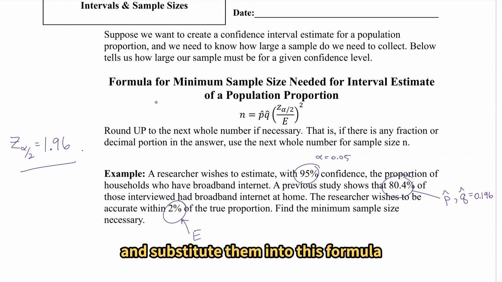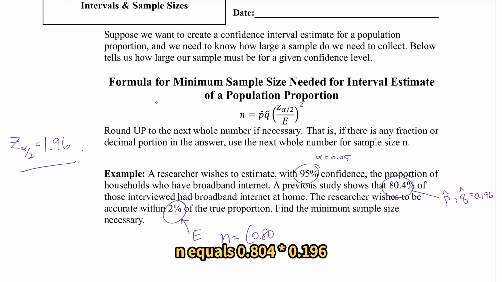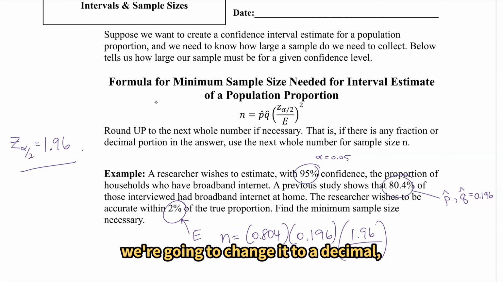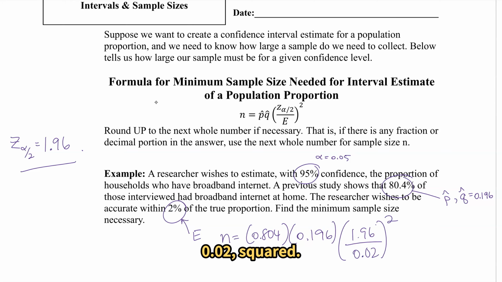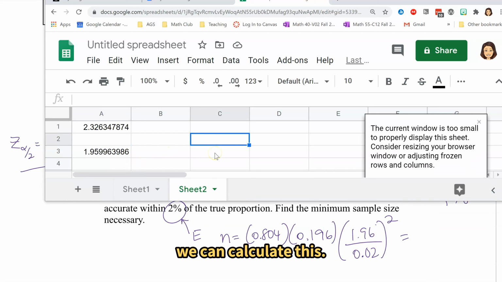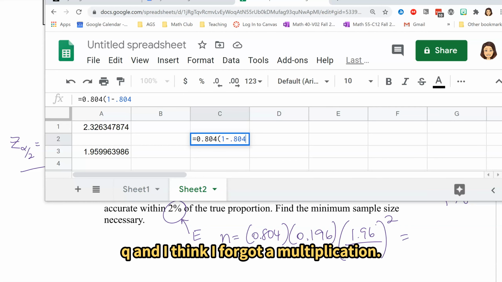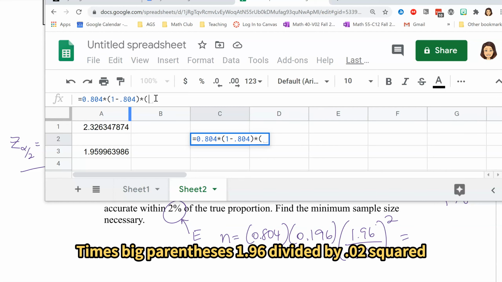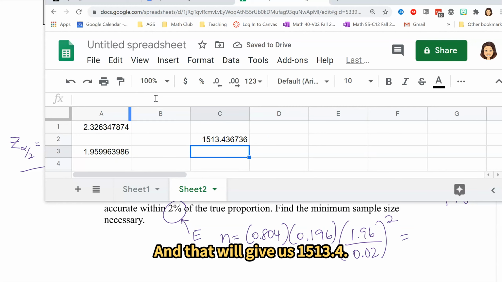So we can take these values and substitute them into this formula. n equals 0.804 times 0.196 times, big parentheses, 1.96 over E, 2%, we're going to change it to a decimal, 0.02, squared. And either in your calculator or in the spreadsheet, we can calculate this. You could even make Excel calculate q. And I think I forgot a multiplication, so I'm going to make sure I put my multiplication in there. Times, big parentheses, 1.96 divided by 0.02, squared. And that will give us 1,513.4.